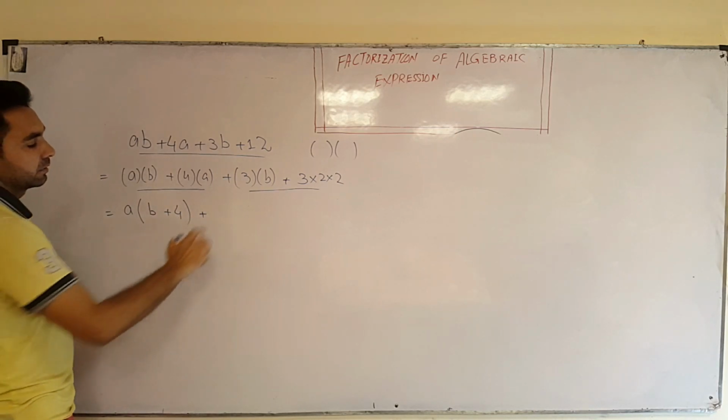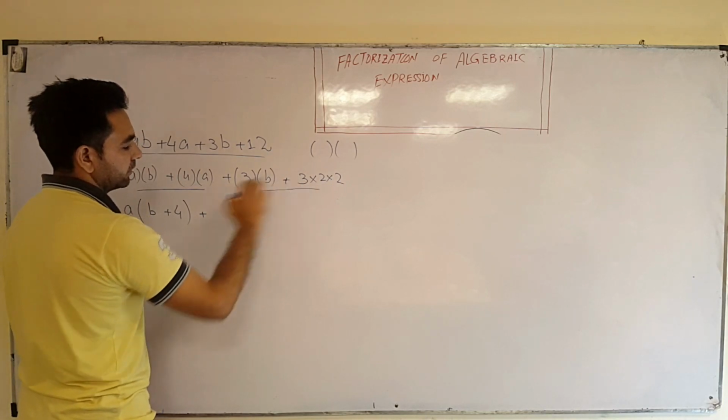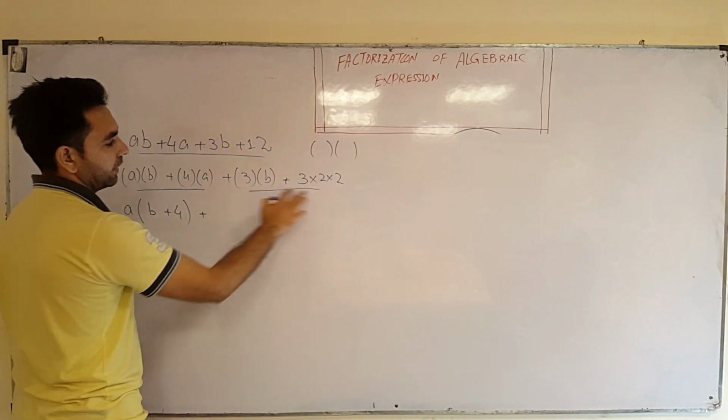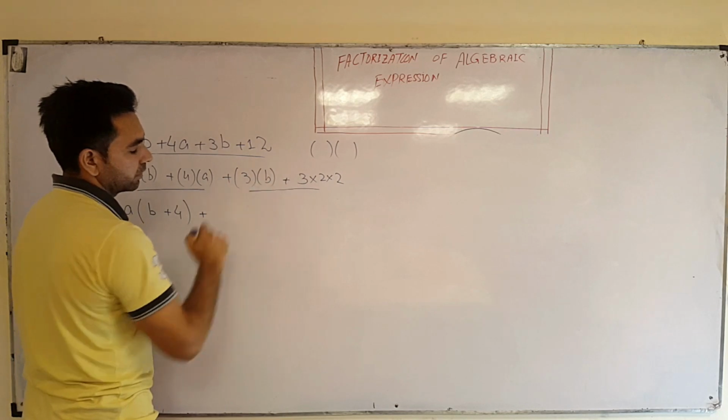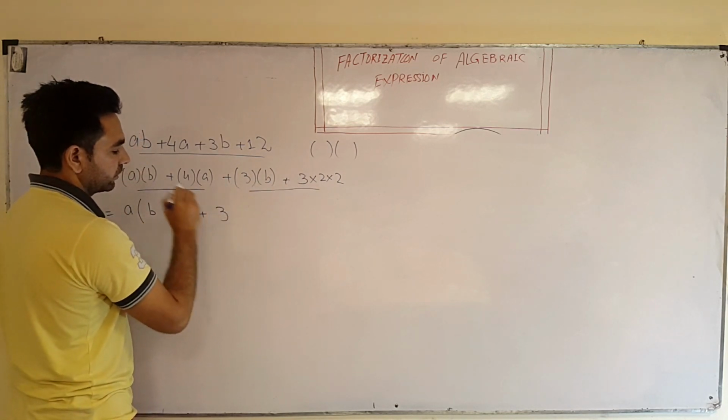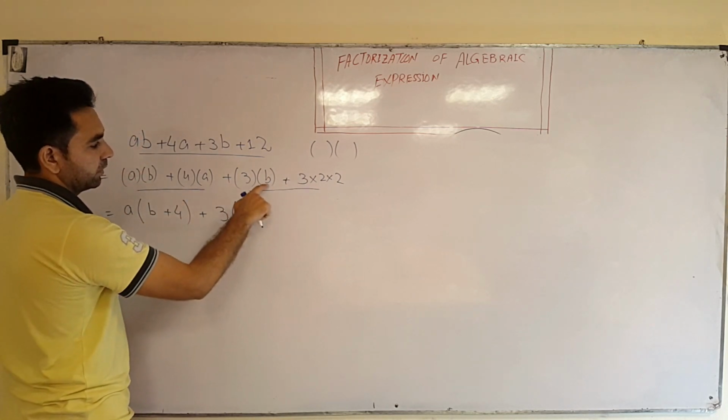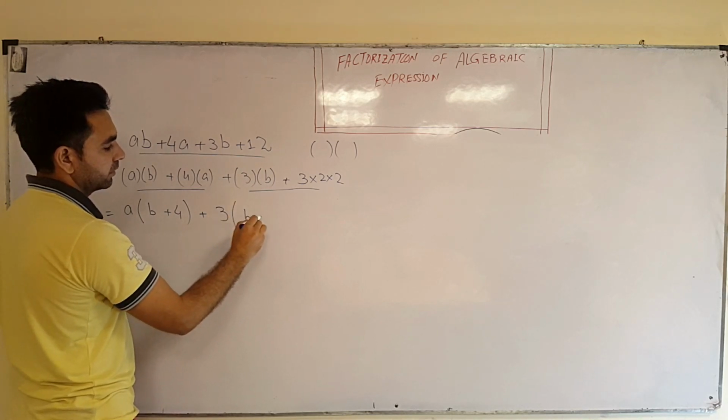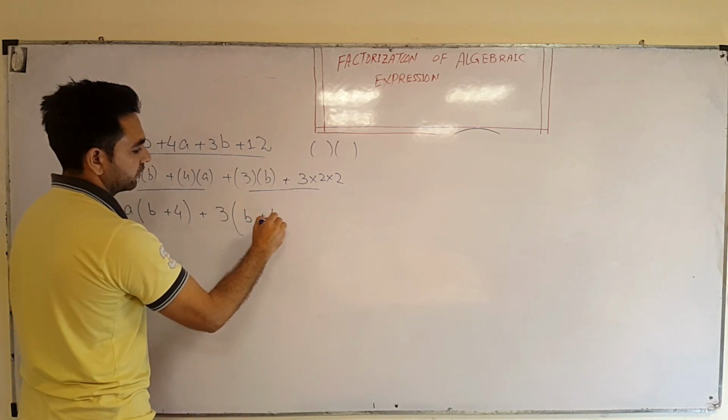Now you write down a plus sign, and now look for the common term in this and in this. So you can see 3 is in both of them. So I take 3 out. What is left here? B plus what is left here? 4.